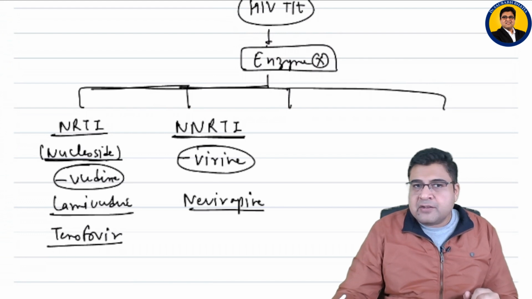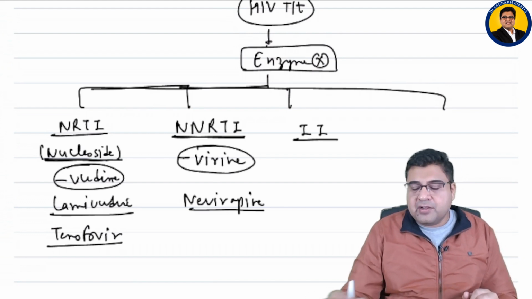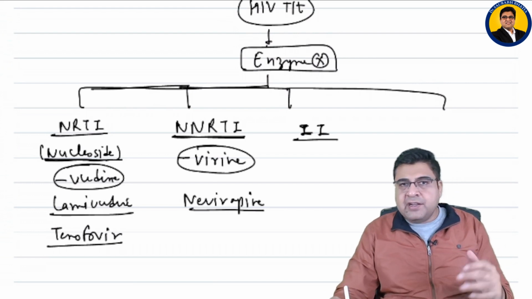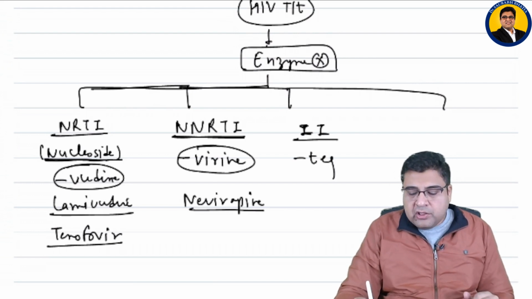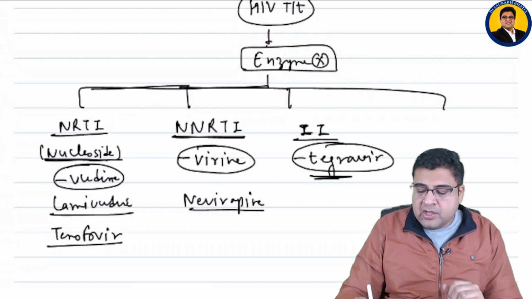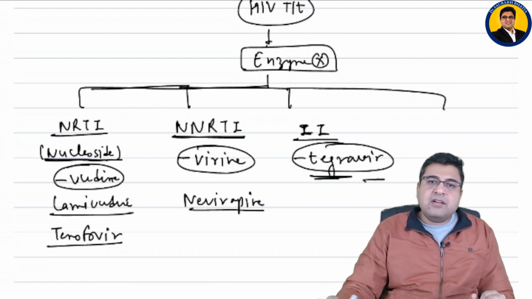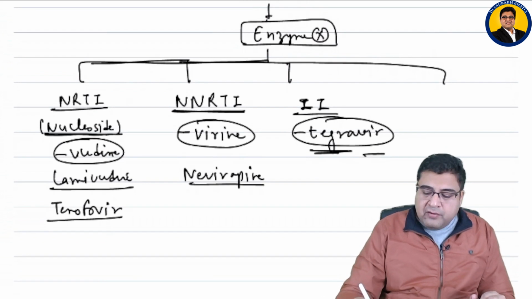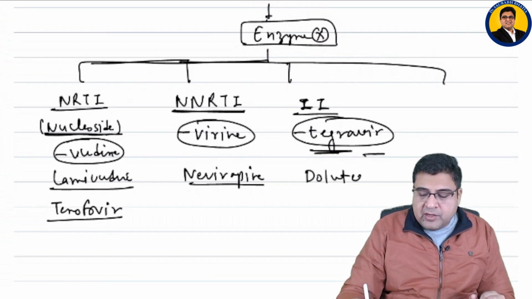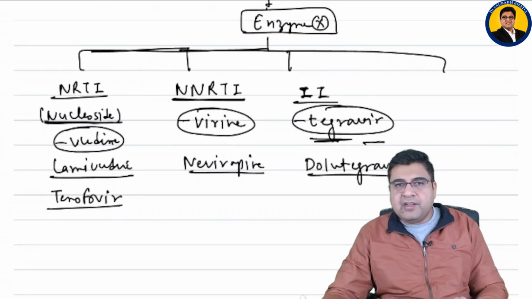Now we have a third group also. The third group of medicines are known as integrase enzyme inhibitors. So I have written as II, that is integrase enzyme inhibitor. Now all these medicines end with the word tegravir. So you can find the word tegravir. They are integrase enzyme inhibitors. So tegra means integrase enzyme inhibitor of the virus. Now here we have an example that we discussed above. The drug name is dolutegravir. So dolutegravir is a medicine which is a type of integrase inhibitor.